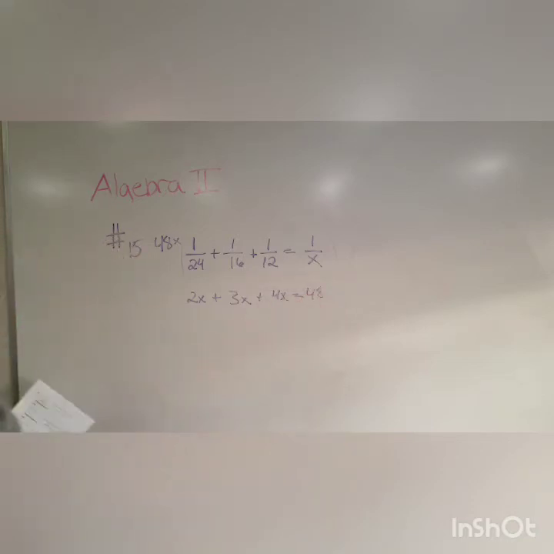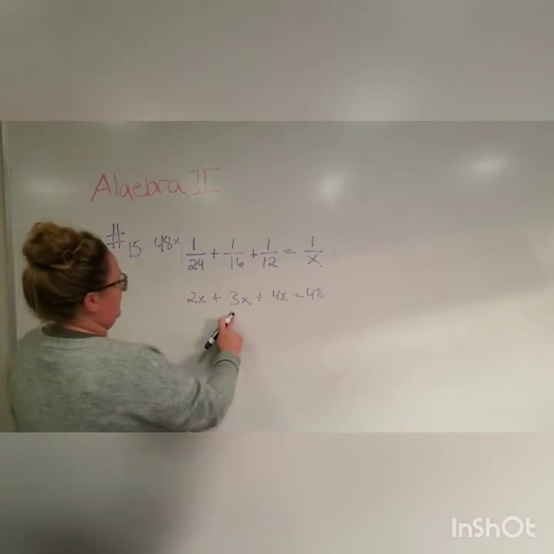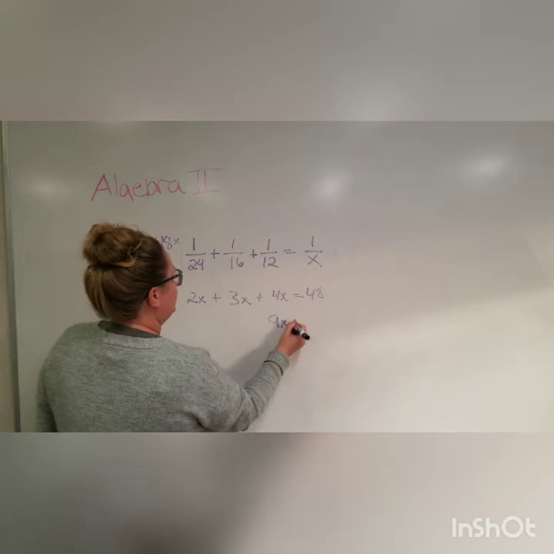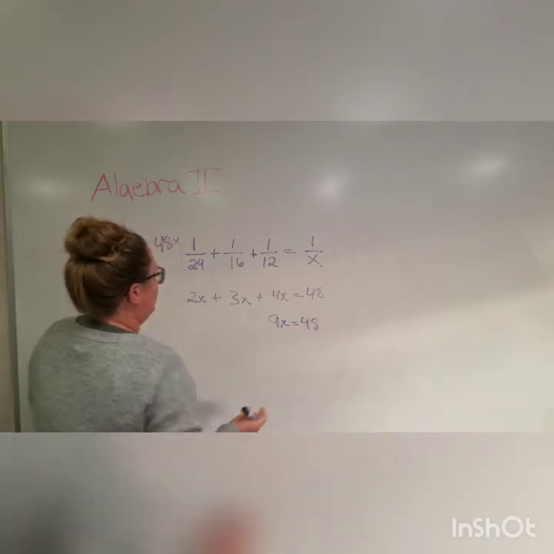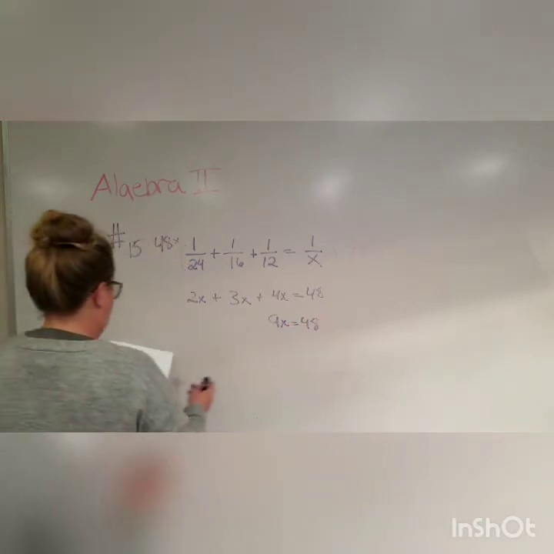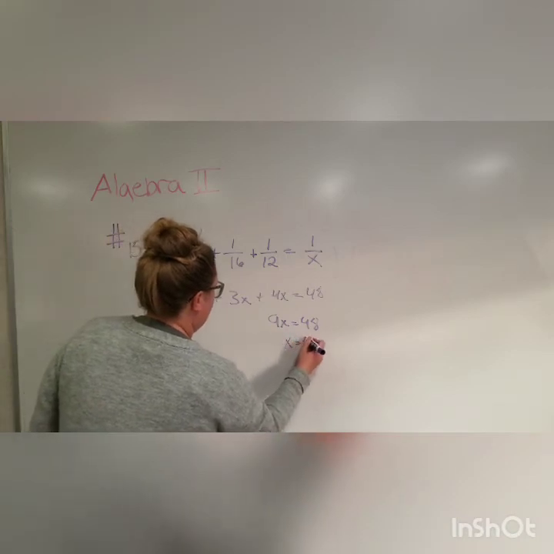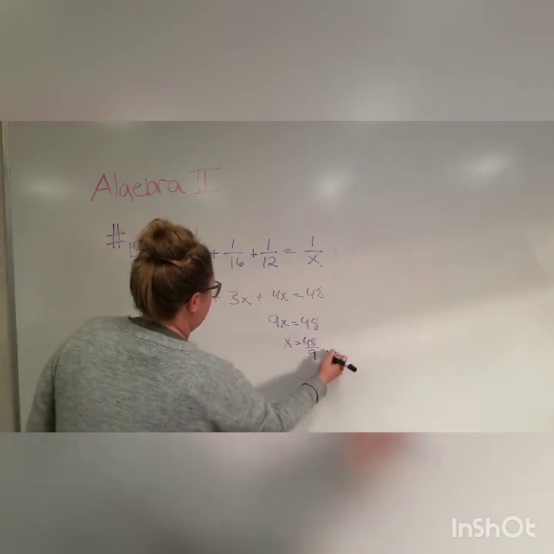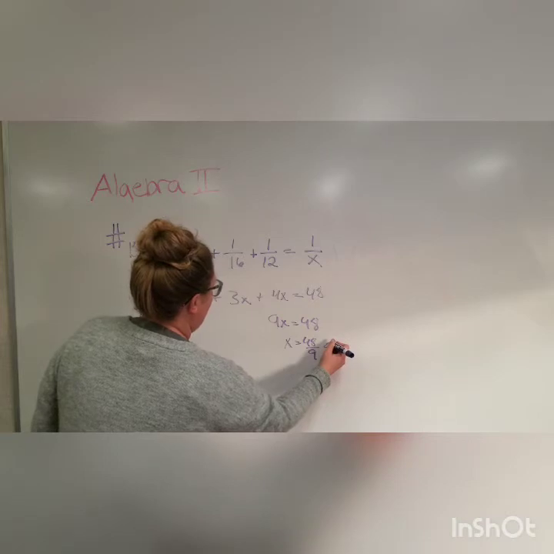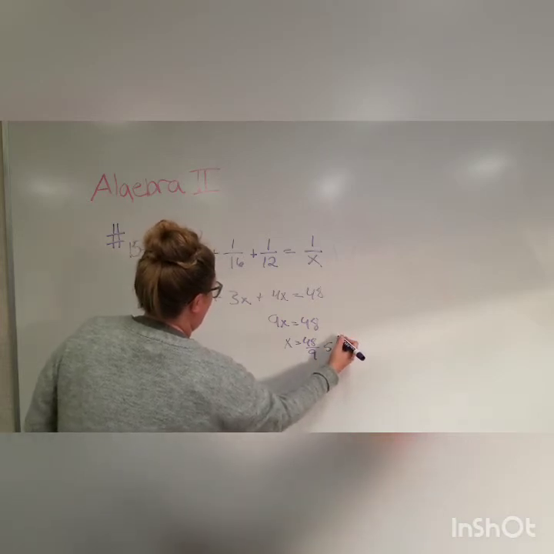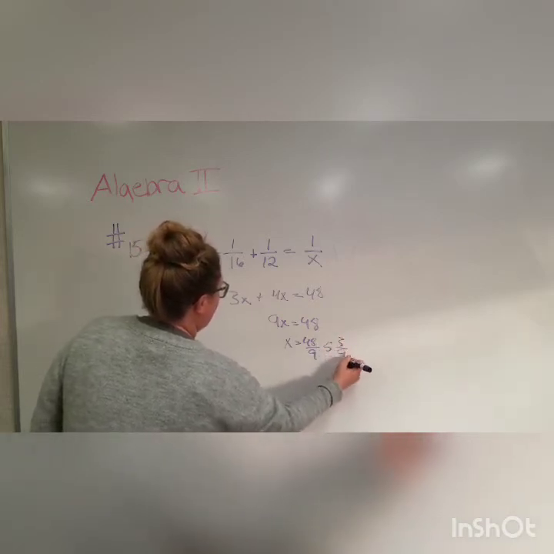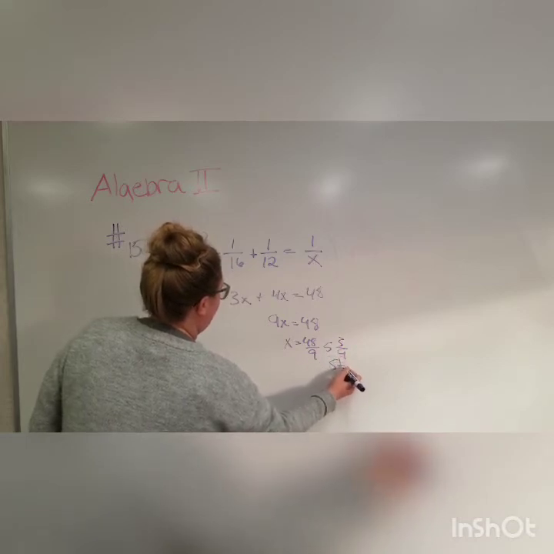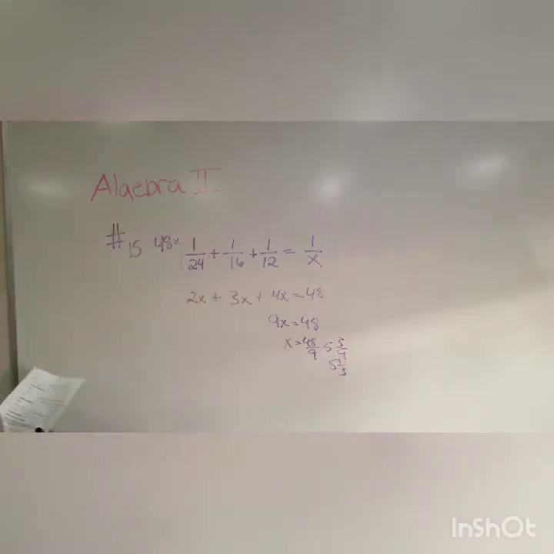So you need to add all these, which is 9x equals 48, and then divide 48 by 9. 9 goes into 48 5 times with 3/9 left over, which is 5 1/3 minutes to work, all working together to fill the tank.